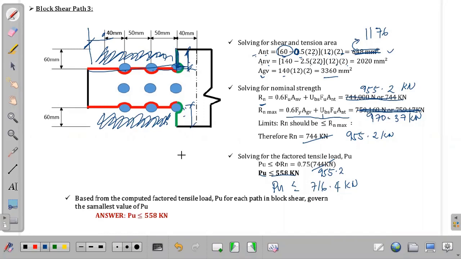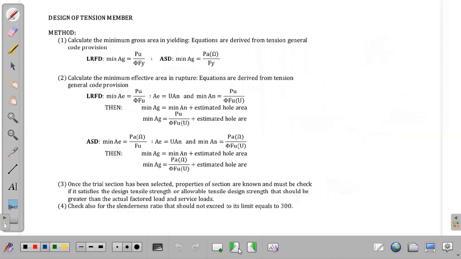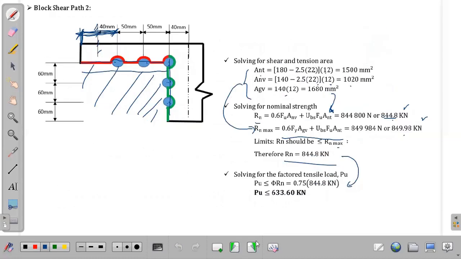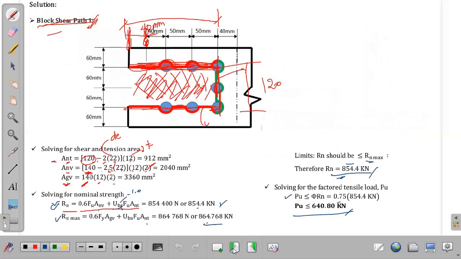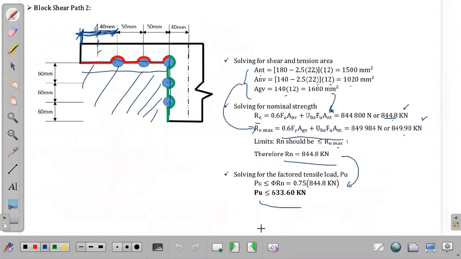Okay, so we have considered 3 paths. Yung meron tayong path 1, 2, and 3. Meron tayong factor tensile load. So ano na yung mag-govern na computed factor tensile load natin? Ano yung mag-govern? The smallest factor tensile load will govern. Okay, so ano yung smallest value for the 3 path? So yung path 3, 716. Yung path 2, 633. Yung path 1, 640. So ano yung mag-govern? Yung pinakamaliit. So yung PU natin is 633.6.